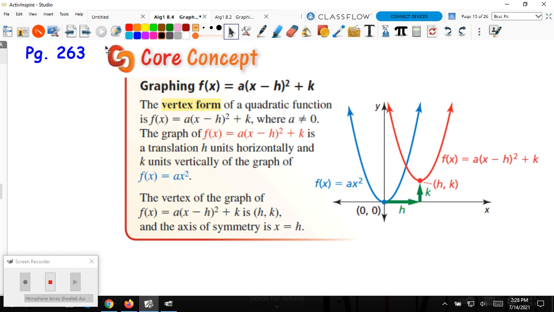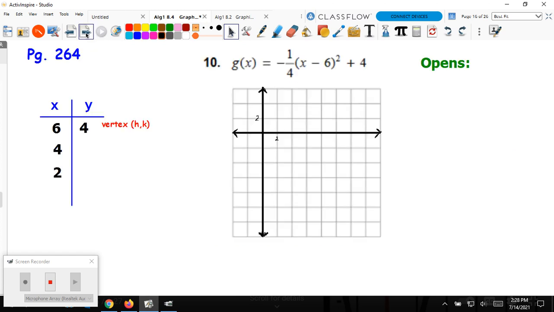So that's all we need to know for this, and we'll move on to looking at number 10 on page 264. And we can maybe do this first. Which way does this open? Well, since our a number is negative, that means it's going to be opening down. So I know right now this is going to open down. My arrows are going to be pointing down.